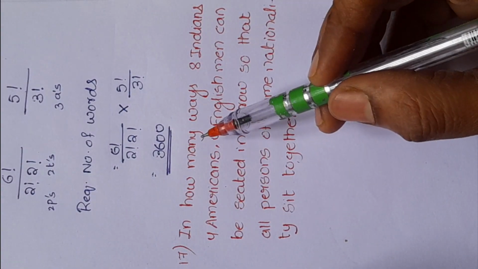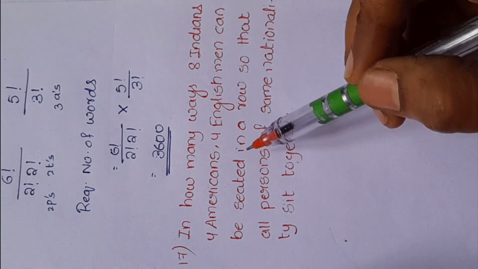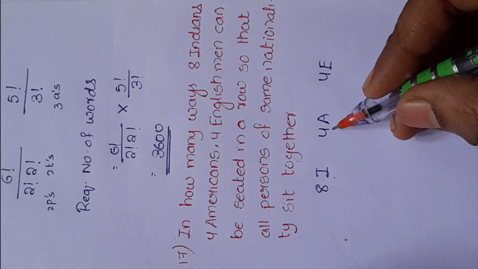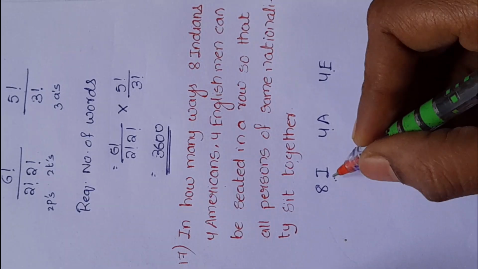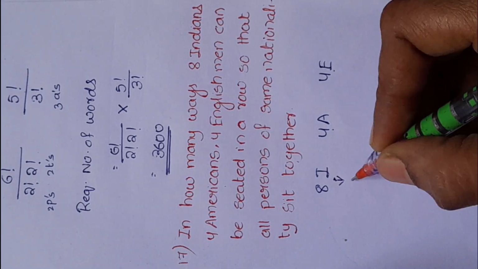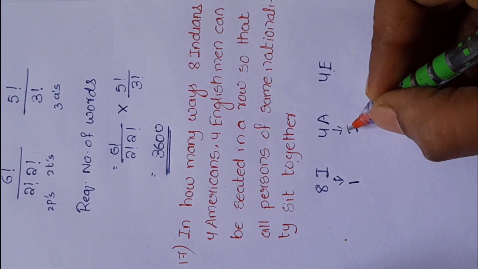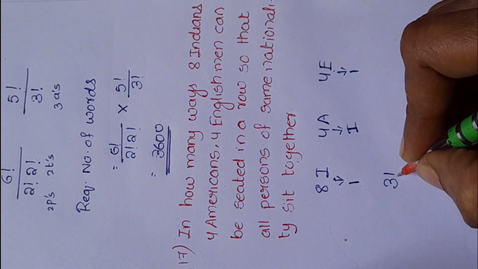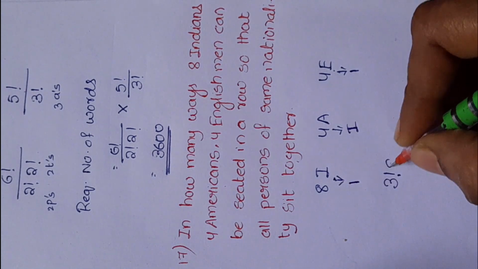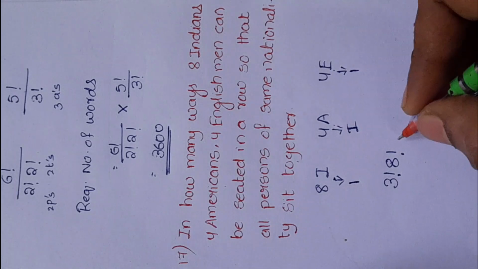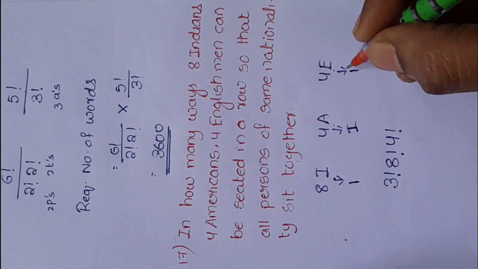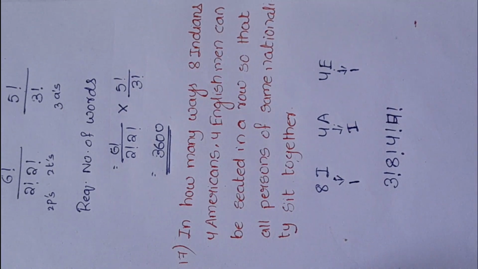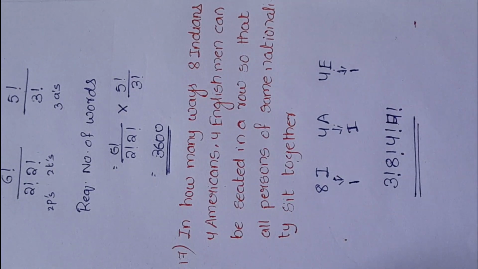17th question. In how many ways 8 Indians, 4 Americans, 4 Englishmen can be seated in a row so that all the persons of the same nationality sit together? There are 8 Indians, 4 Americans and 4 Englishmen. But these persons of same nationality should sit together. So consider each group as 1. So these 3 can be seated in 3 factorial ways. And the 8 Indians can be seated among themselves in 8 factorial ways, 4 Americans can be seated among themselves in 4 factorial ways, and the 4 Englishmen can be seated among themselves in 4 factorial ways. So this is the required answer.